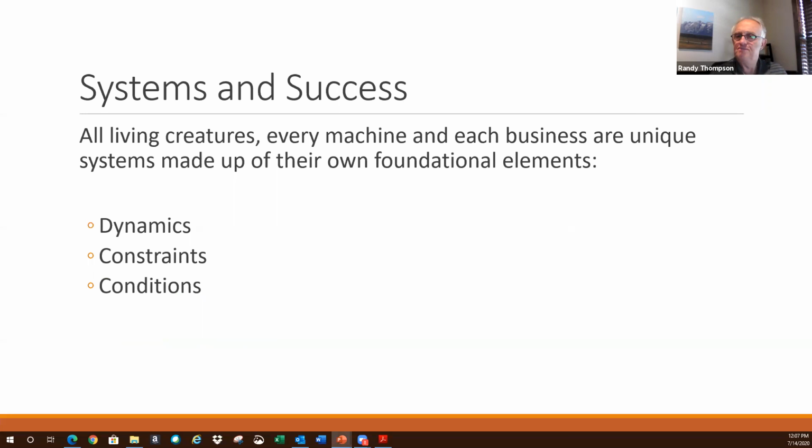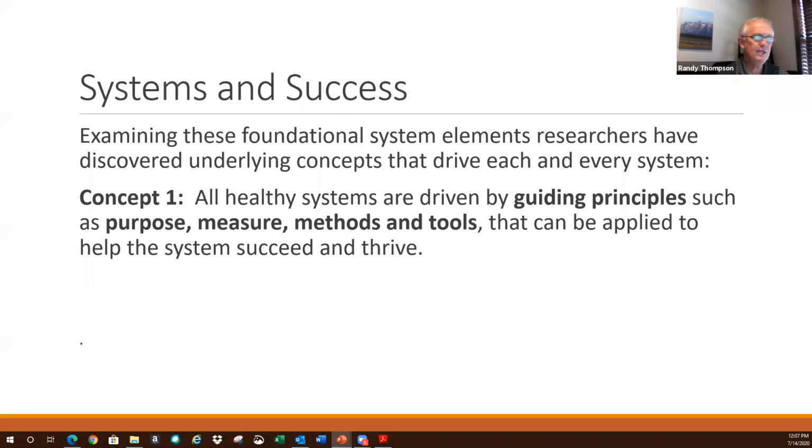All living creatures, every machine, every business are unique systems. Okay, we're a unique system, every one of us. And they're made up of dynamics, constraints, and conditions. Okay? And when we look at those systems, there's a systems theory that suggests there are 5 specific components or concepts that explain why some systems work and some systems don't. Concept 1 is they're all driven by guiding principles.